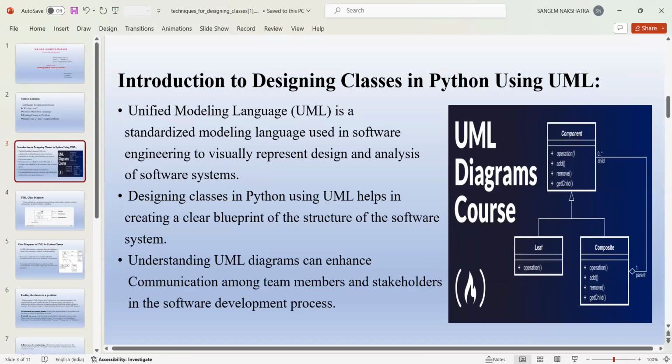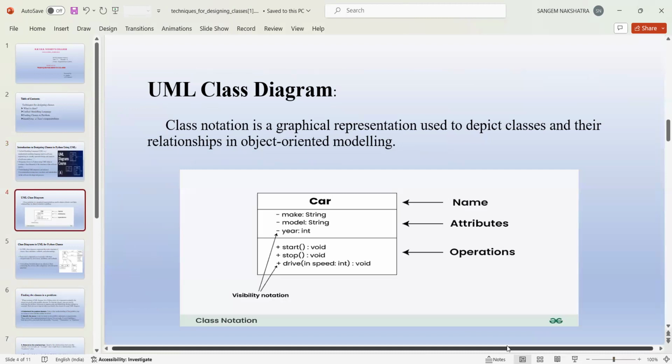Unified Modeling Language is a standardized modeling language used in software engineering to visually represent design and analysis of software systems. Designing classes in Python using UML helps in creating a clear blueprint of the structure of the software system. Understanding UML diagrams can enhance communication among team members and stakeholders in the software development process.